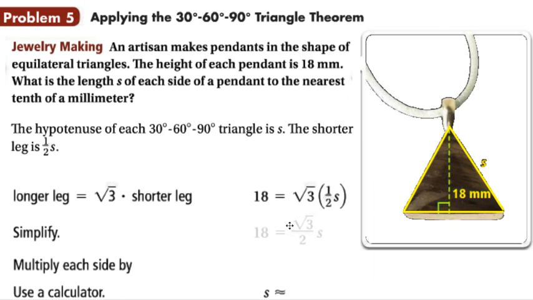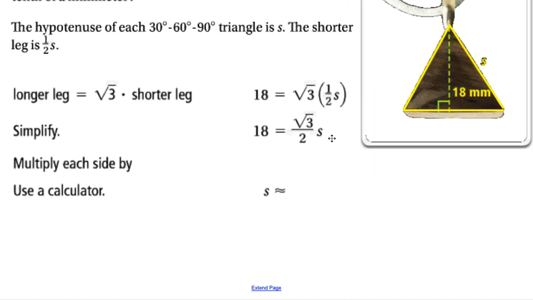So if they called this hypotenuse S, this has to be 1/2 S. Alright, so let's go ahead and simplify that. We get the square root of 3 over 2 times S. But in order to simplify this, to get rid of this square root of 3 over 2, we've got to multiply both sides by the reciprocal, which is 2 over the square root of 3. So we're going to multiply by that. And then 18 times 2 is 36, and 36 divided by the square root of 3 on a calculator gives us that decimal number. I would call that about 20.8.